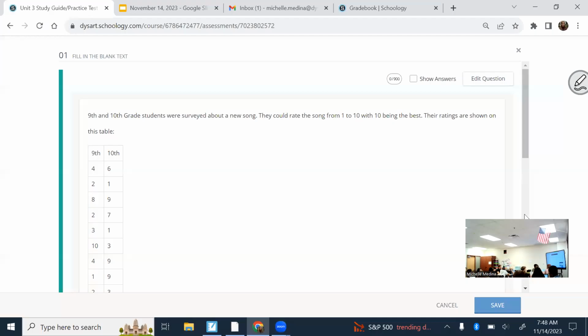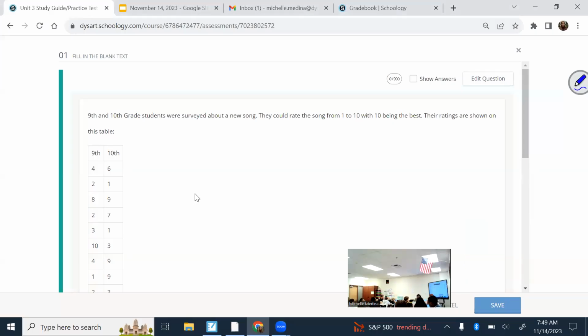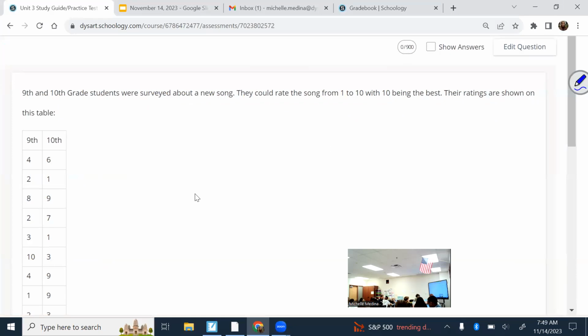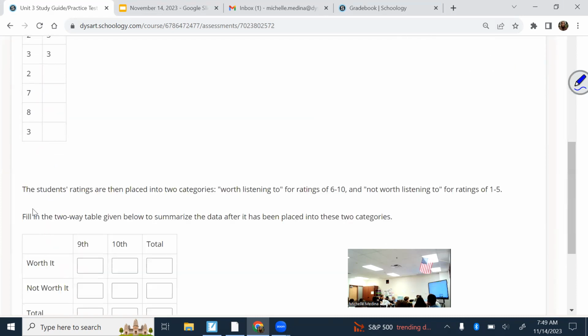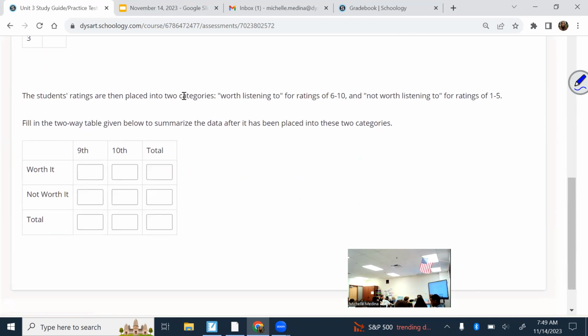Number one on the study guide. 9th and 10th grade students were surveyed about a new song. They could rate the song from 1 to 10, with 10 being the best. Their ratings are shown in the table. The students' ratings are then placed in two categories: worth listening to for ratings 6 through 10, and not worth listening to for ratings of 1 through 5.